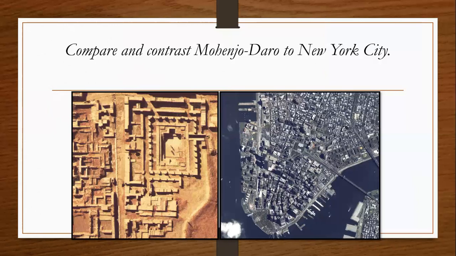So you can see a comparison between Mohenjo-daro and New York City from today. Well, this is probably 20 years ago because the Twin Towers are still standing in this photo, but you see the grid patterns, like checkerboards, for all the planning for urban development.